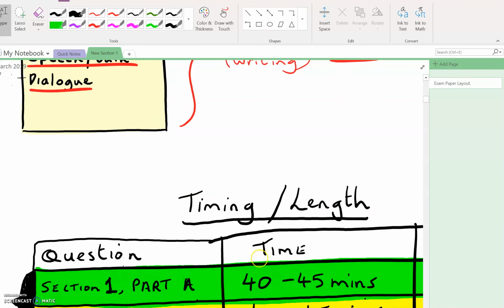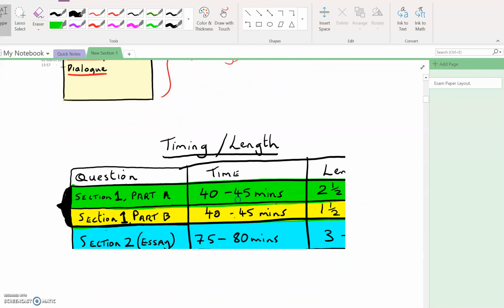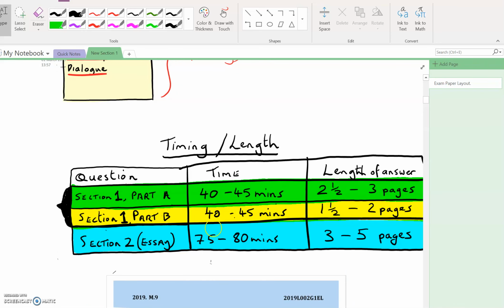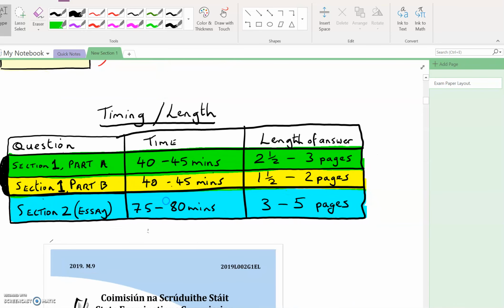What about the timing and length? How long am I spending on each part of these questions? So in section 1, the question A's, you're looking to spend about 40 to 45 minutes, which is about 2.5 to 3 pages. Yeah, because you're using point, quote, explain, and we look at that when you watch the little video on answering question A's.